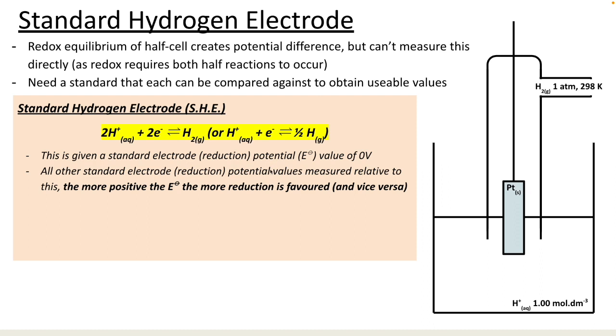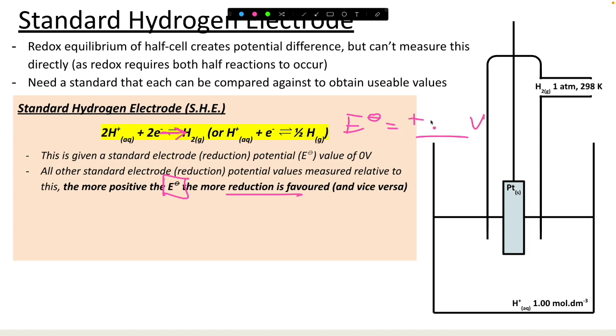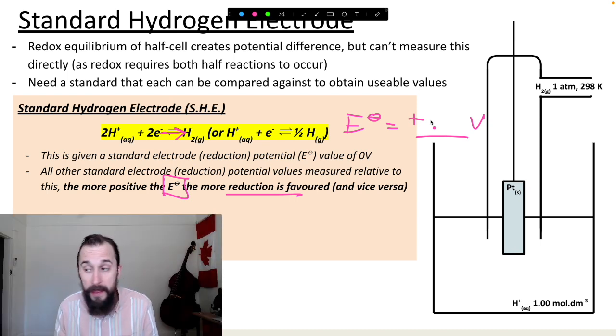All other standard electrode potential values, reduction potentials, I'm going to use those terms very interchangeably. Mostly I'll be referring to them as reduction potentials, measured relative to this. So the more positive the reduction value that we have, the more the reduction reaction is favored, and the vice versa. So we end up with a reduction potential of a certain value in volts. The more positive it is, the more it's implying that the cell that we've attached to the standard hydrogen electrode wants to be reduced. The more negative that value is, the more the cell that we've connected to the standard hydrogen electrode wants to be oxidized.